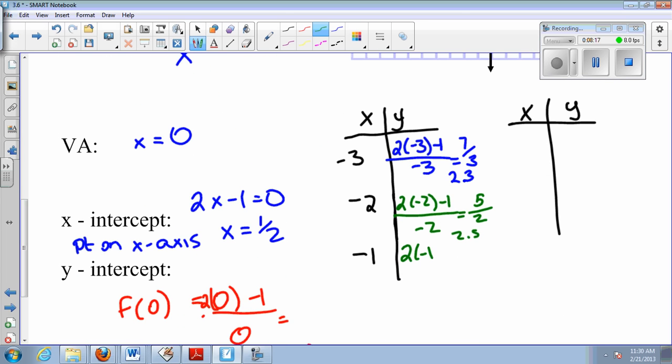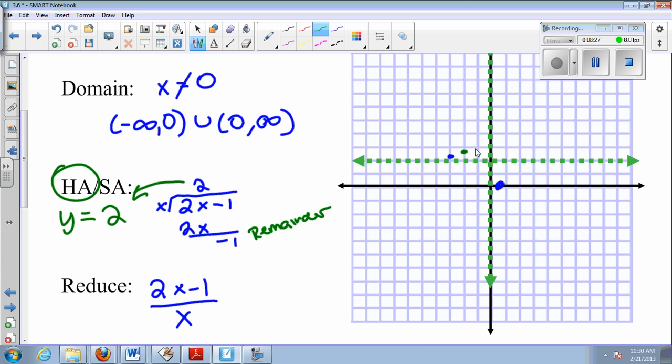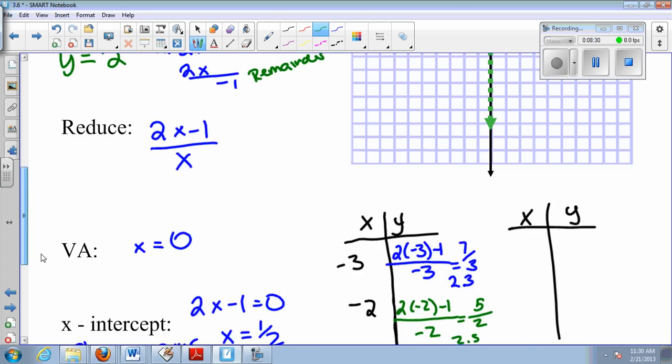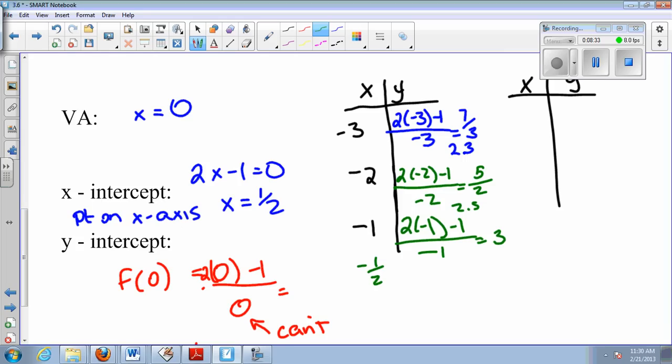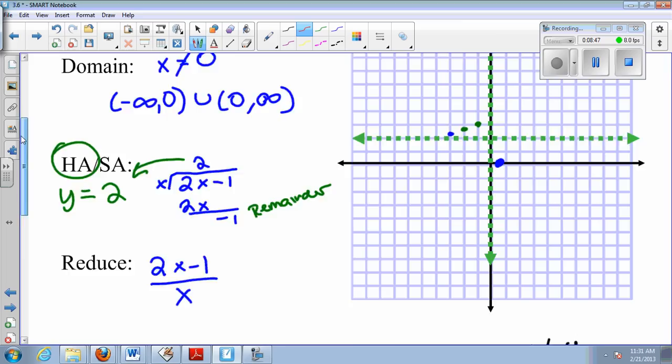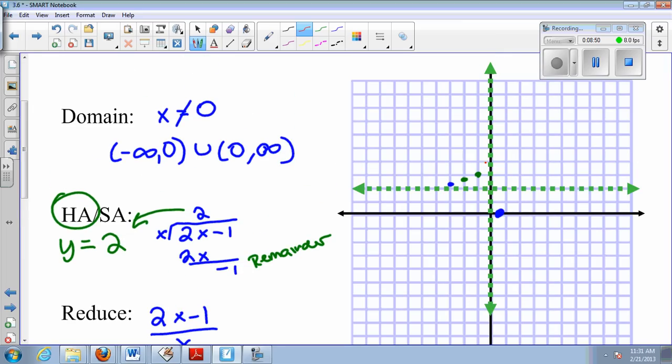-1 goes 2 times -1 minus 1 over -1, and that comes out to 3. So -1, 3. If we were to do -1/2, we get 2 times -1/2 minus 1, so that goes to -2 over -1/2, goes to a +4. So we see it's very close as x approaches -infinity, y approaches 2.